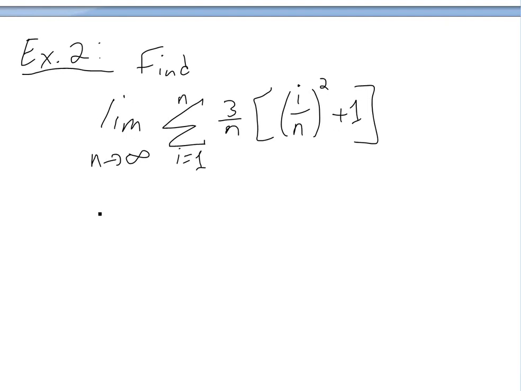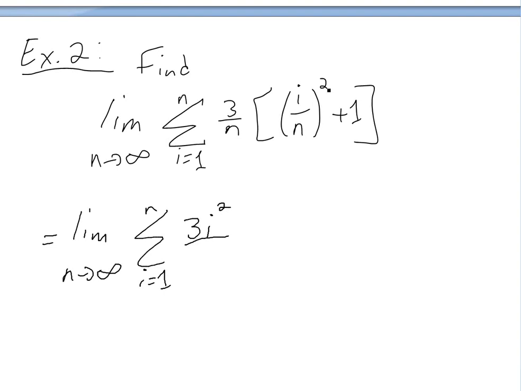This was a consecutive integers summation. So we could just write it as the limit as n approaches infinity of this, just write the sigma notation there, and then we just multiply this inside. I just want to simplify it further, so 3 times i squared, and we're going to get rid of this n squared, so this is going to be n squared times n, so n cubed. I will just multiply inside, plus 3 over n here.